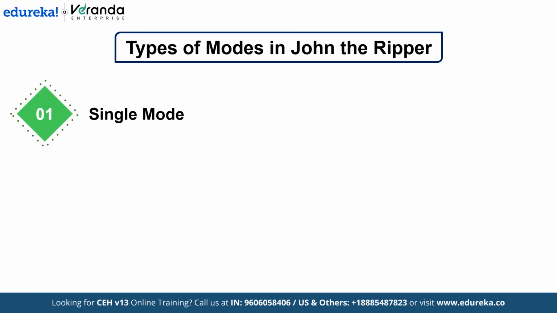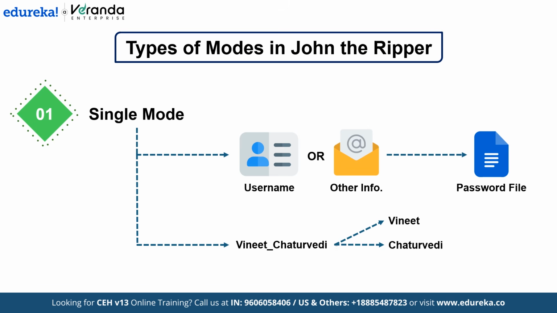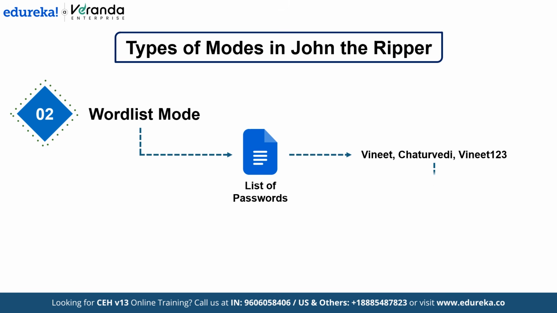First, single mode. The single mode is the simplest and fastest cracking mode in John. This mode uses the username and other related information from the password file as potential guesses. And this mode is ideal for quick checks or when you suspect that users might have used simple passwords based on their username or profile data. Like for example, if a username is something like this, the mode might try Vinith, Chaturvedi or combinations like Vinith123. Next is the wordlist mode, one of the most commonly used modes. This mode takes a predefined list of passwords, like a wordlist, and tests each one against the hash.